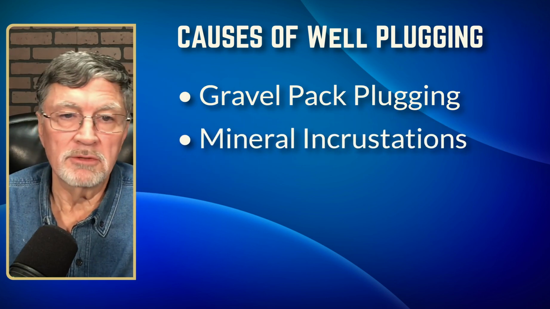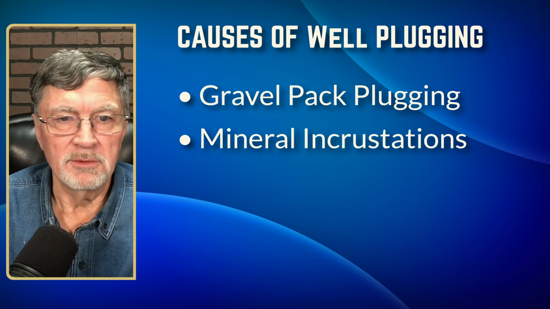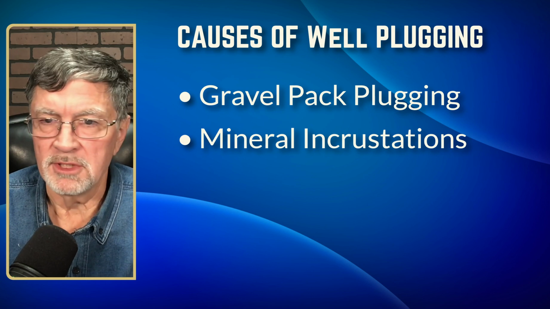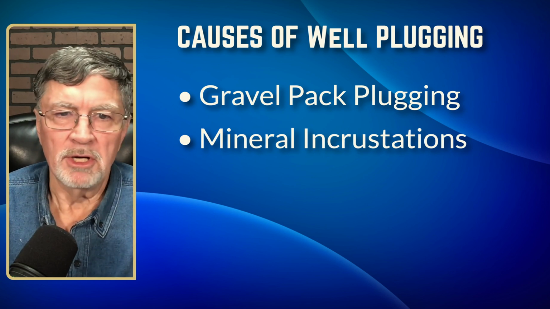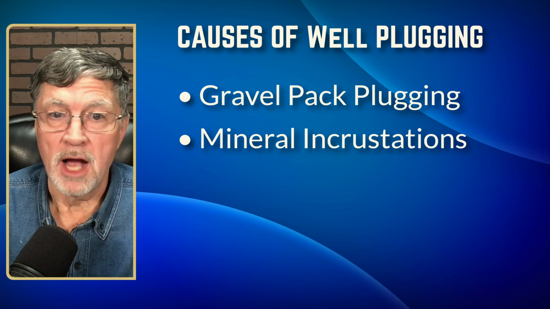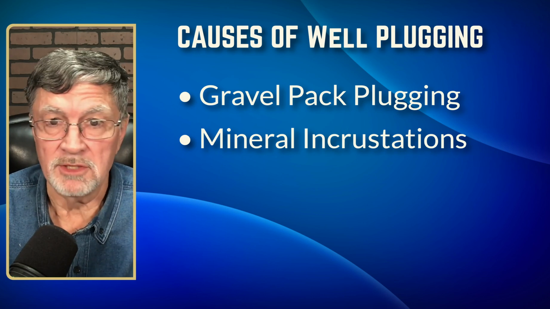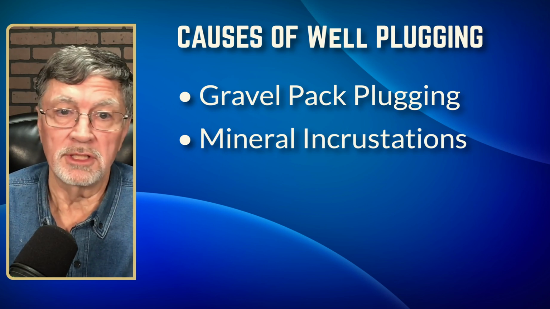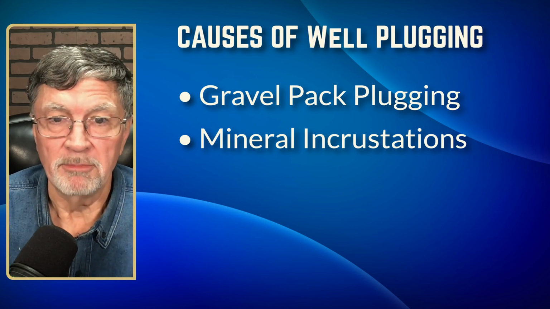Number two is mineral incrustations. This can depend on the chemistry of the water. It can be susceptible to certain types of mineral incrustations, but also velocity drop at the well screen can cause minerals to drop out of the water due to that velocity drop and accumulate and form incrustations on the well screen, which will eventually plug them up.